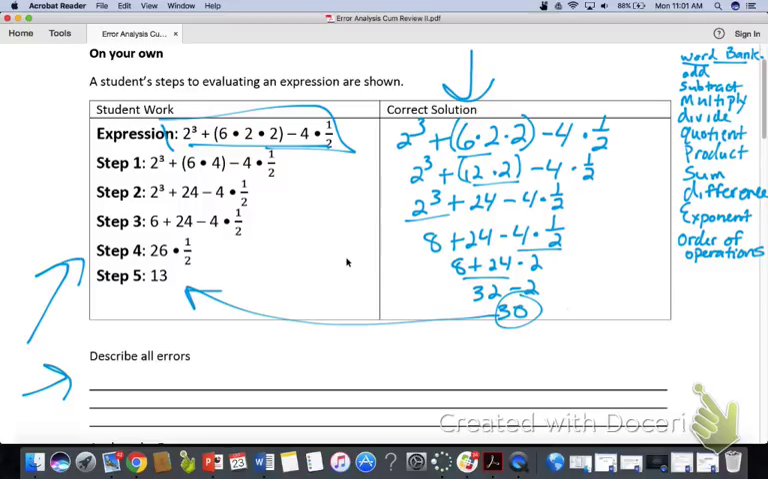Now, if you look at their answer, they got 13. So somebody messed up. And I'm going to tell you, if you trust yourself and trust what you do, and honestly, they always make an error in these, so you're the one that's right. So let's go ahead and figure out what they did.